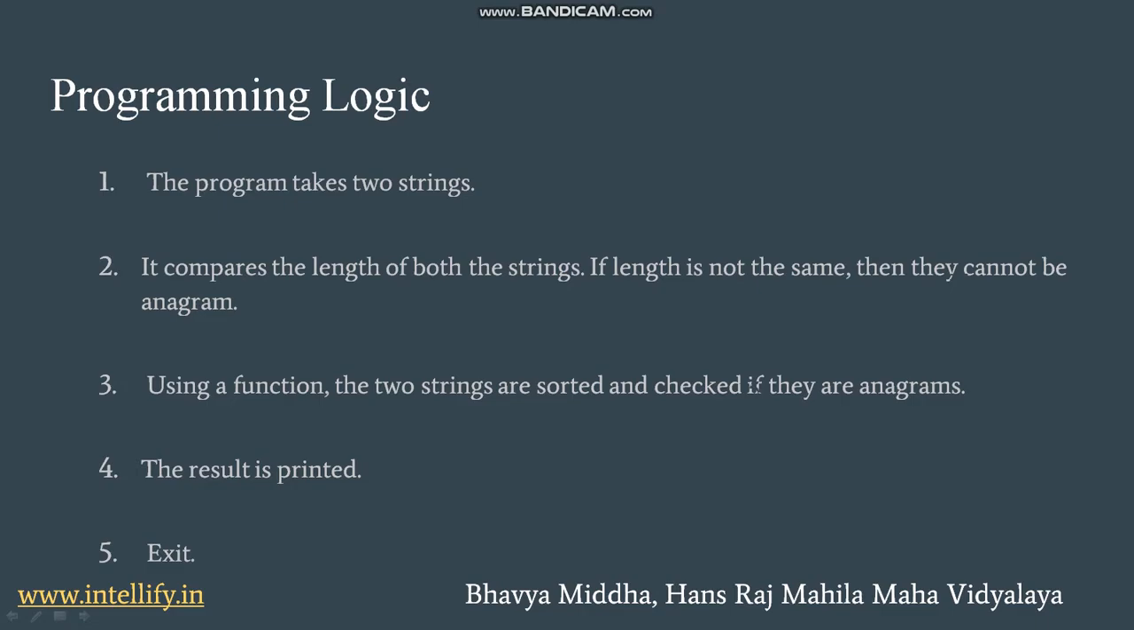Before we directly dive into the code, let us discuss the programming logic. After taking the input from the user, the first step that we have to do is to compare the length of both the strings. If the length of the strings is not the same, then they cannot be anagrams. So the program ends here. But if they have the same length, then both the strings are sorted using a function, and then the sorted strings are compared. The result is then printed, and this leads to the program end.